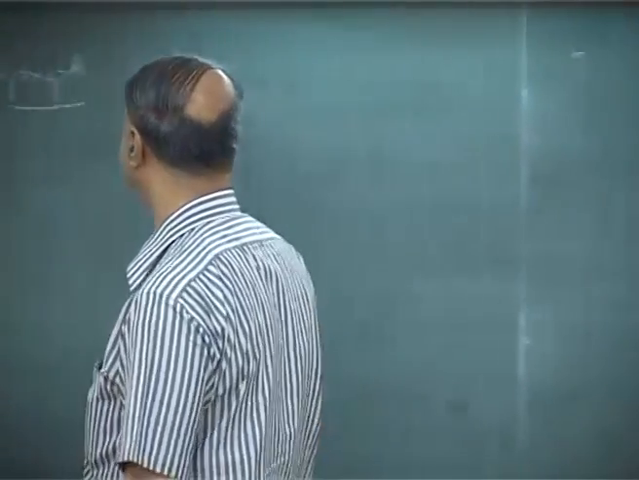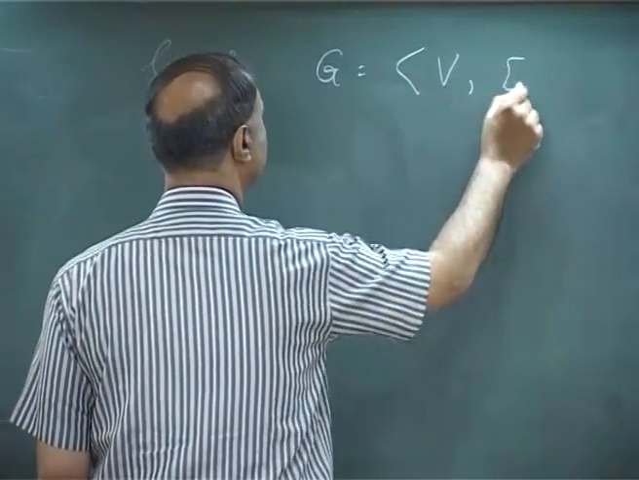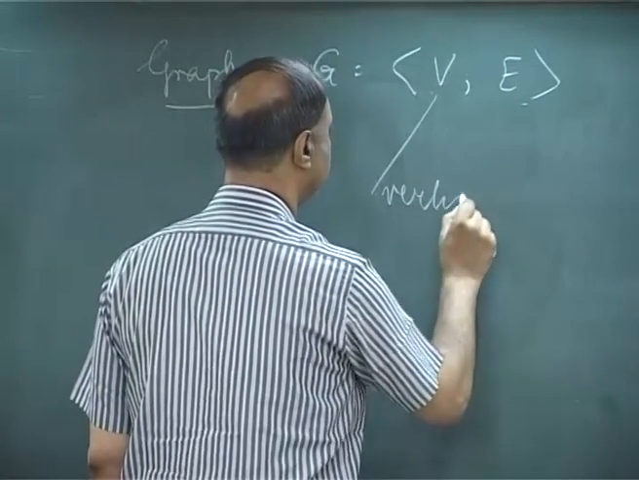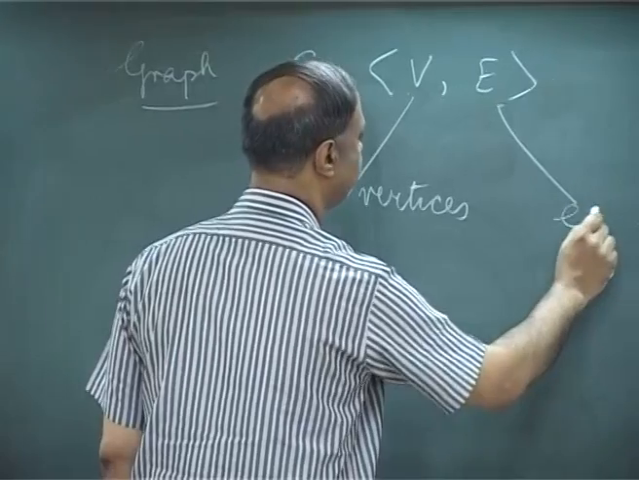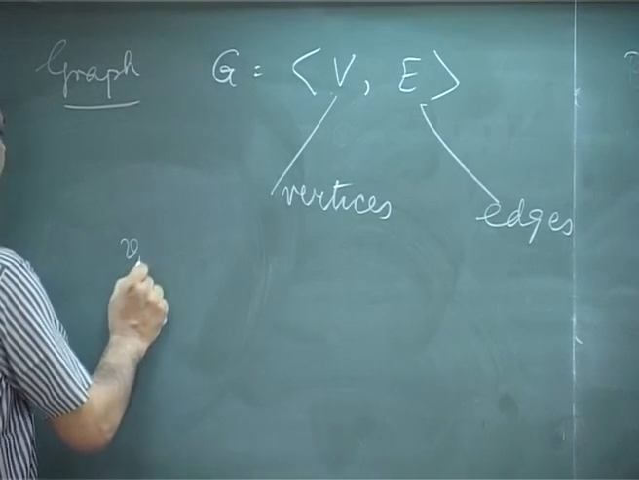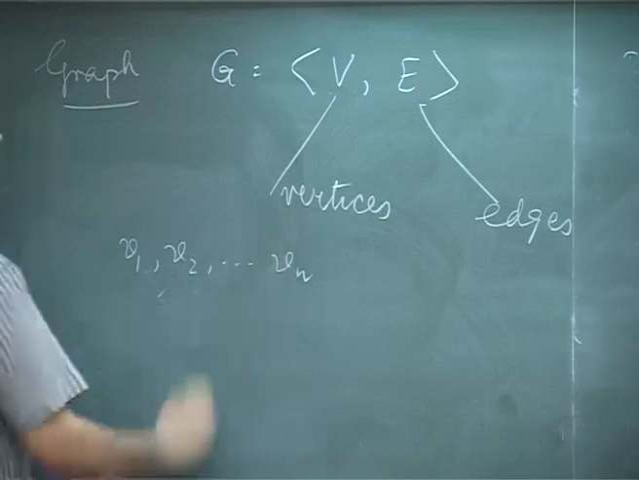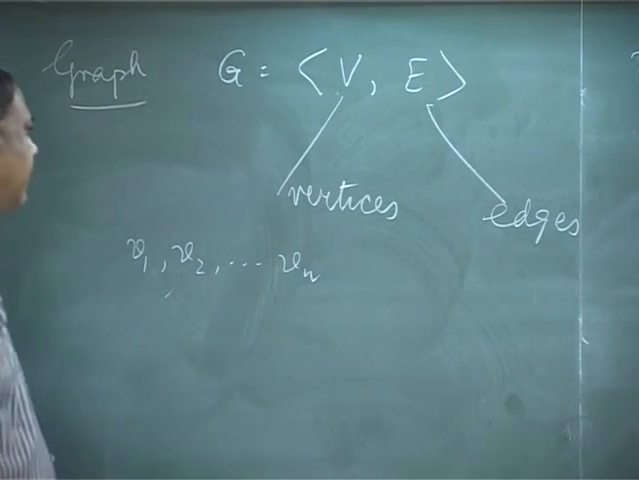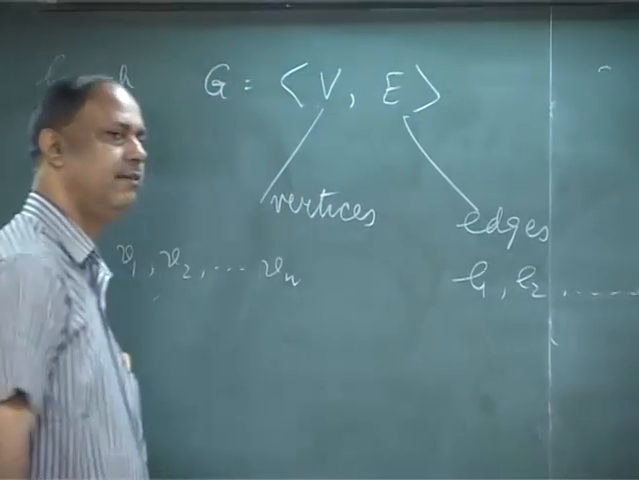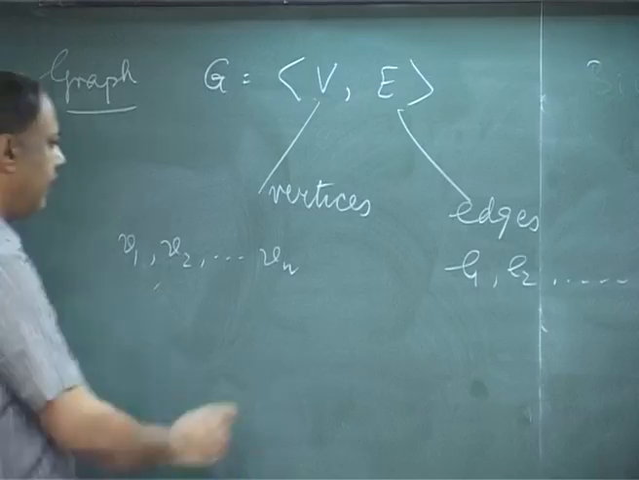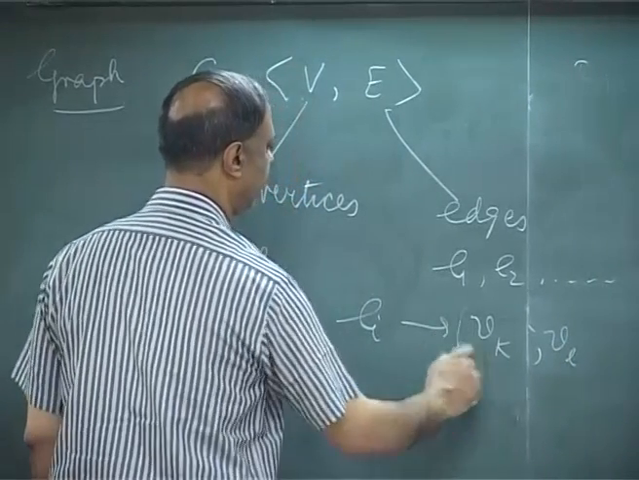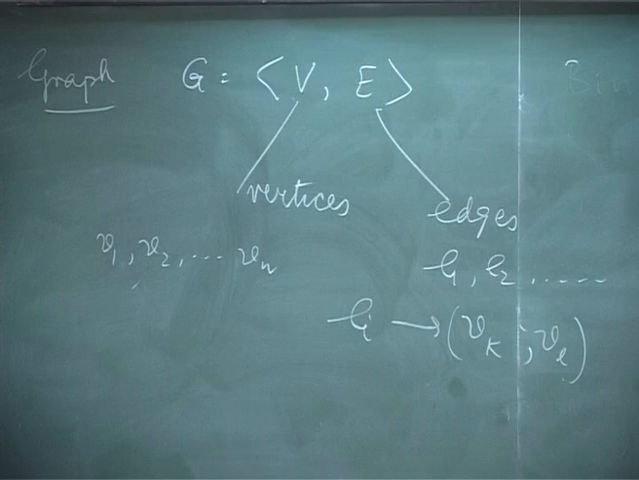Graph we define G by the two terms V and E, where V is the set of vertices and E is the set of edges. Suppose you have n vertices, they are defined as V1, V2, ..., Vn. And you have edges, say E1, E2, E3 and so on, the number of edges. And Ei is an edge between Vk and Vl. Right?